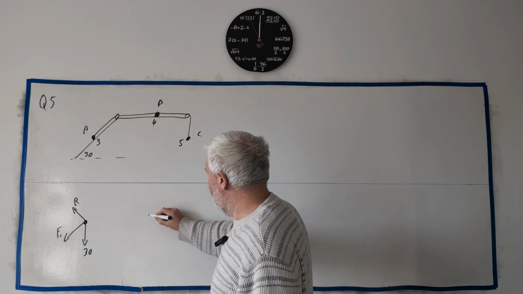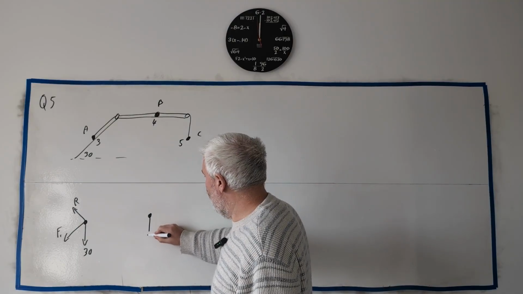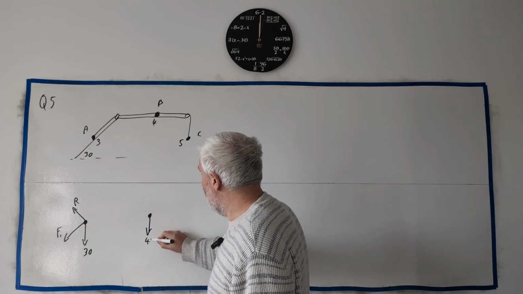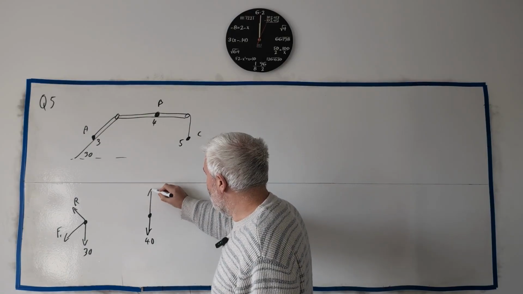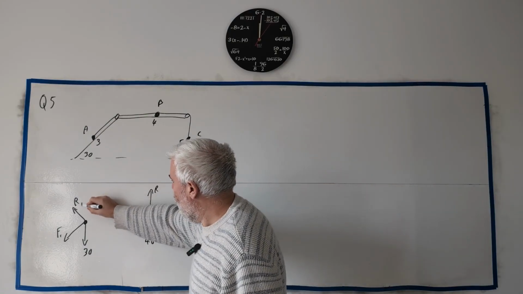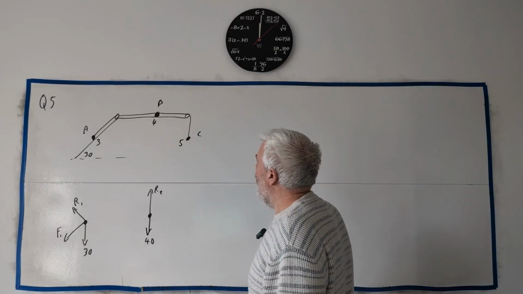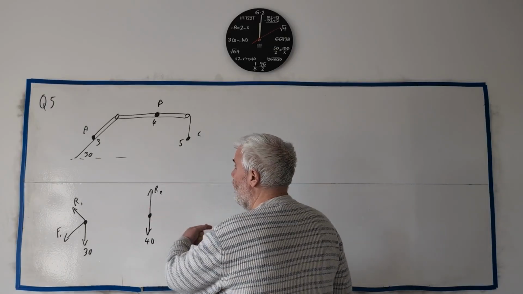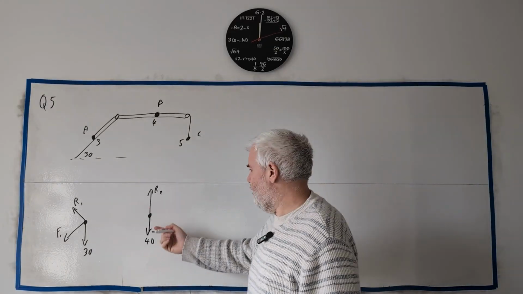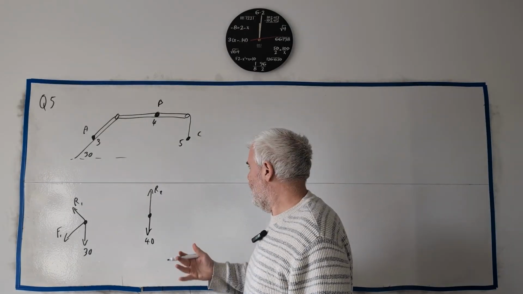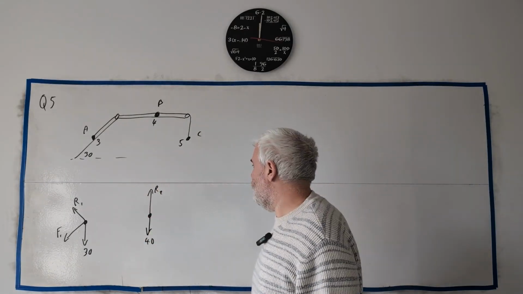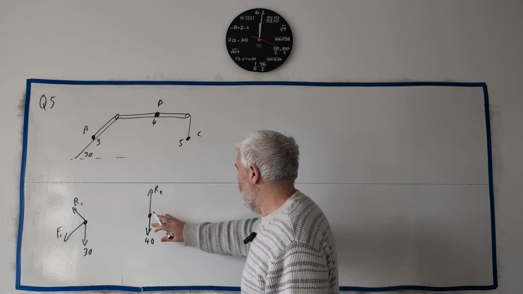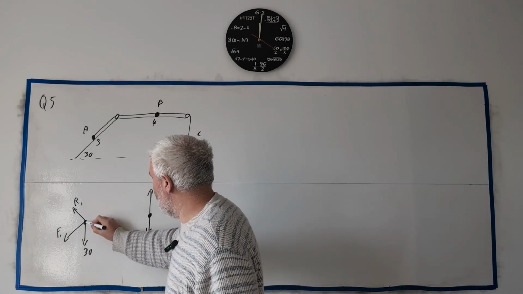For B, we'll do something similar. For B, there is a gravitational force of 40 newtons coming down. A reactionary force, we'll call this R2. This moves this way, but there's no frictional force involved here because it's not a rough plane, so there's no friction involved there. So I'm leaving out F1 here.